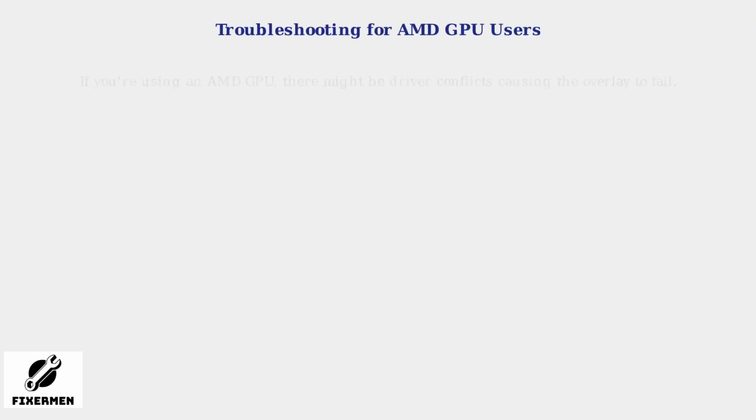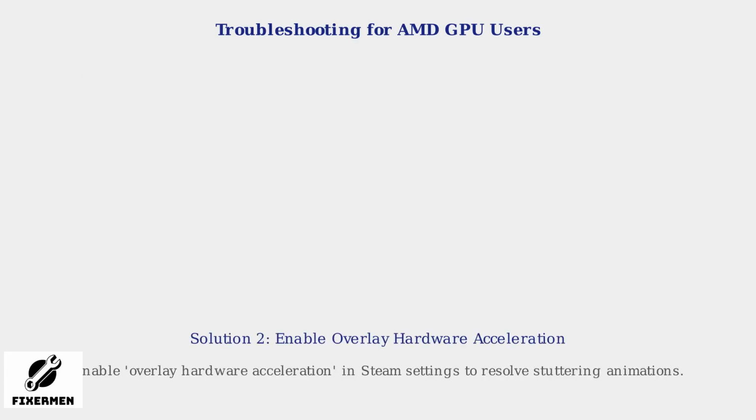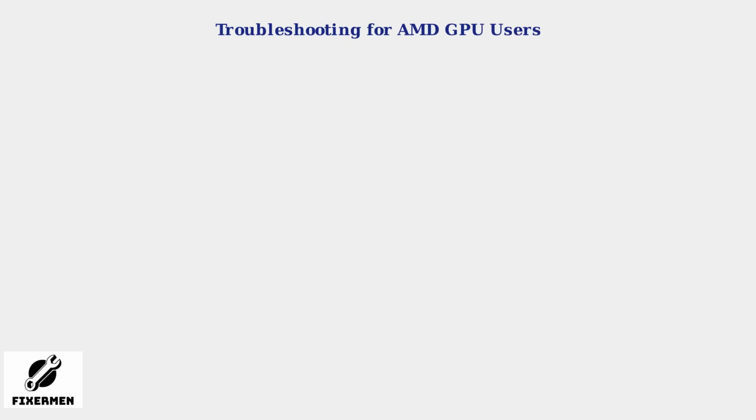If you're using an AMD GPU, there might be driver conflicts causing the overlay to fail. Some users have reported success by rolling back their AMD drivers to version 24.112. Additionally, enabling overlay hardware acceleration in Steam settings might resolve stuttering animations.